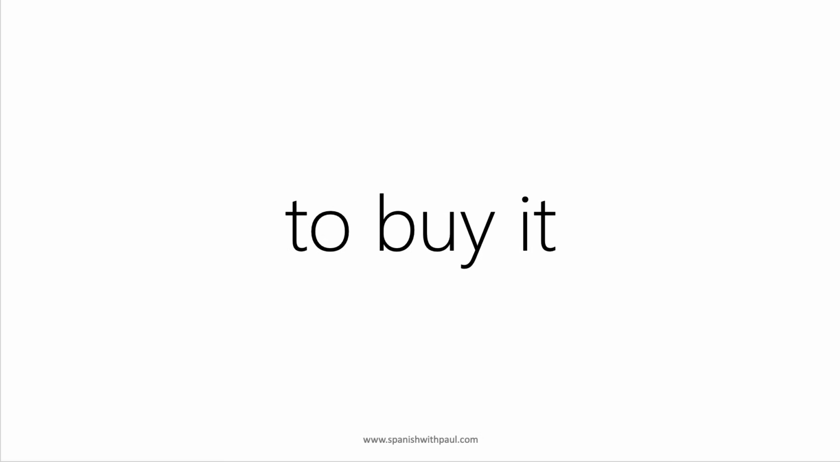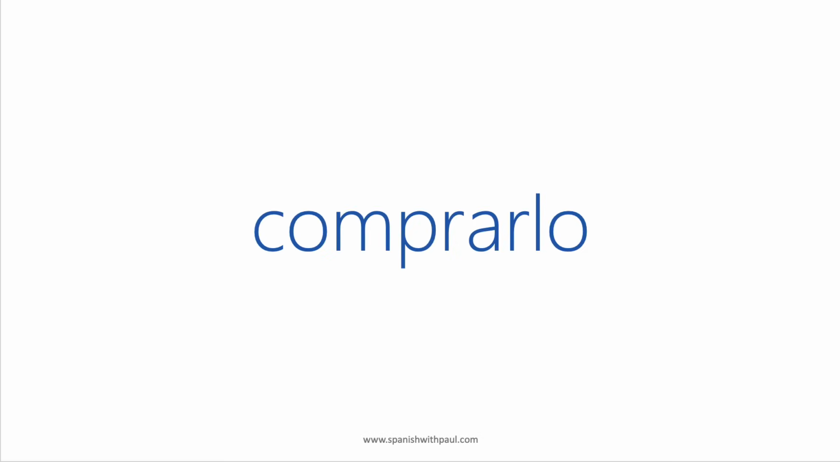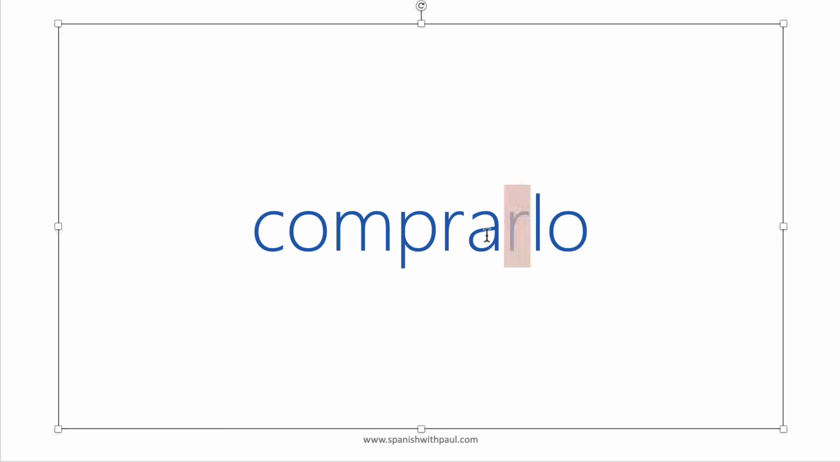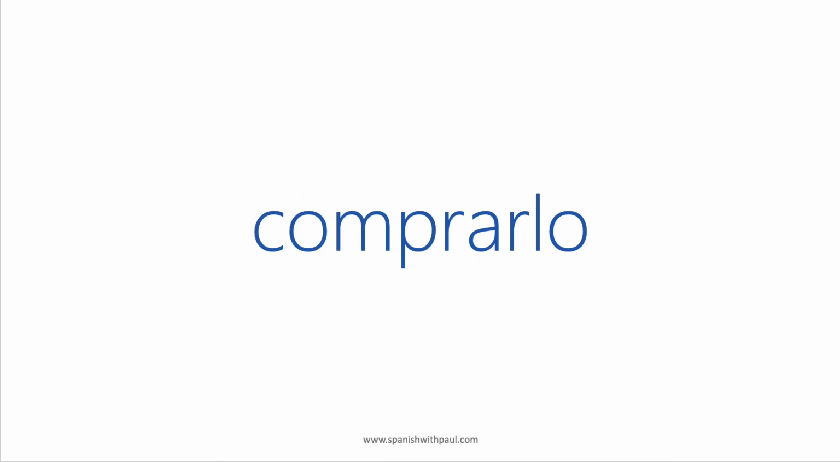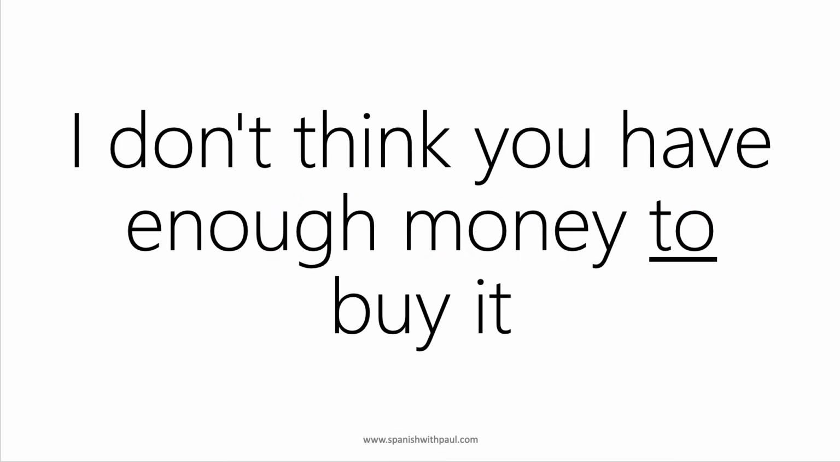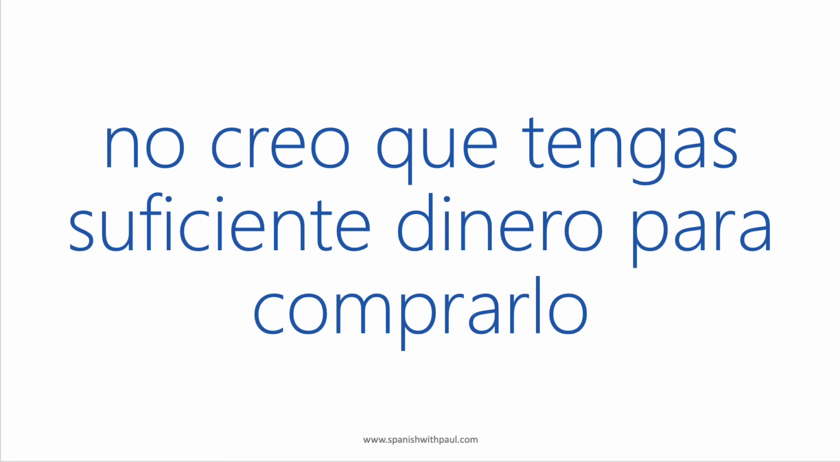What's the word for money? Dinero. And how would you say to buy it? Comprarlo. So here we have the verb comprar, to buy, and simply tagging on the pronoun lo for it. So to buy it, comprarlo. Now say, I don't think you have enough money to buy it. No creo que tengas suficiente dinero para comprarlo.